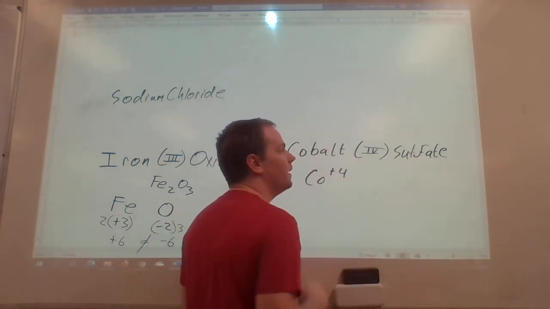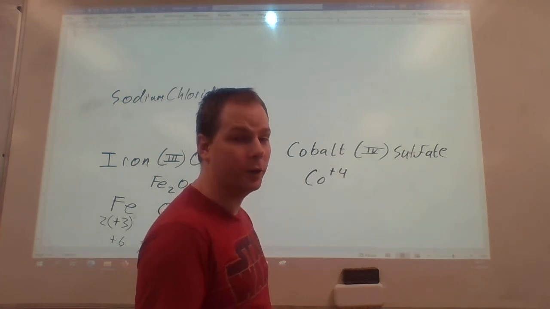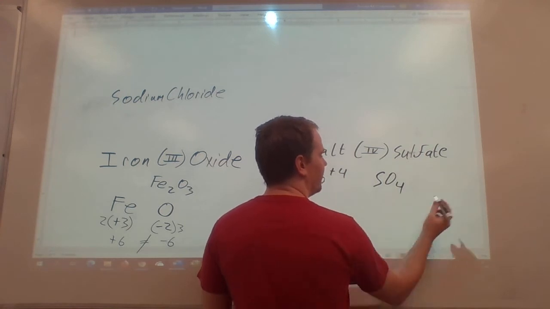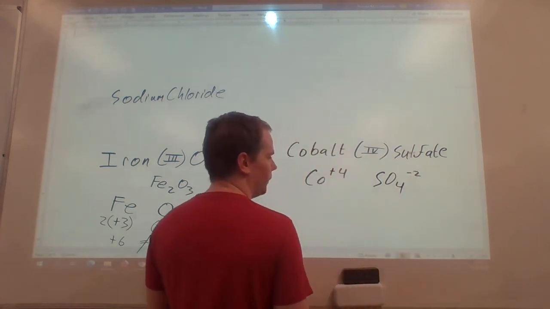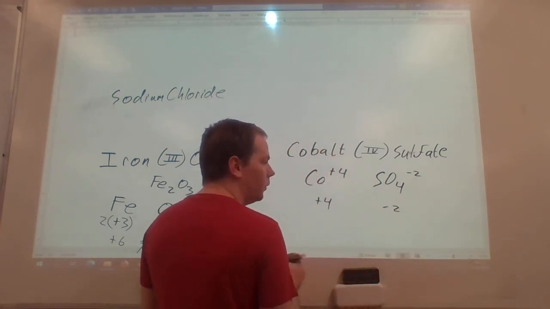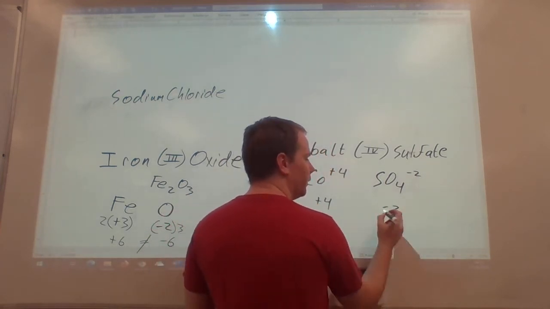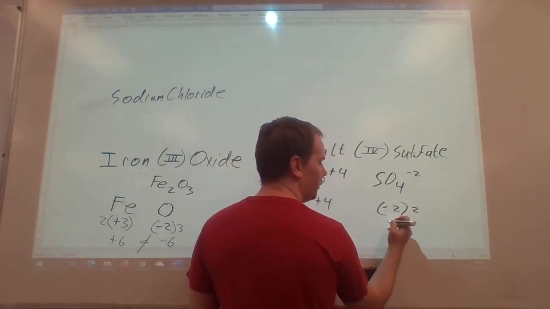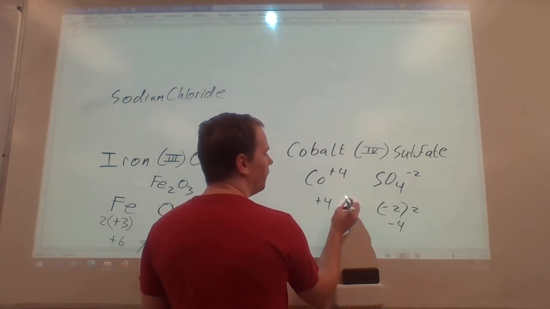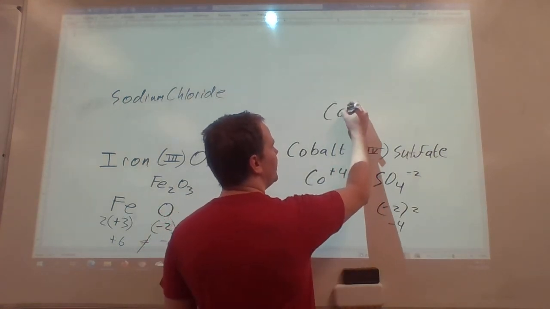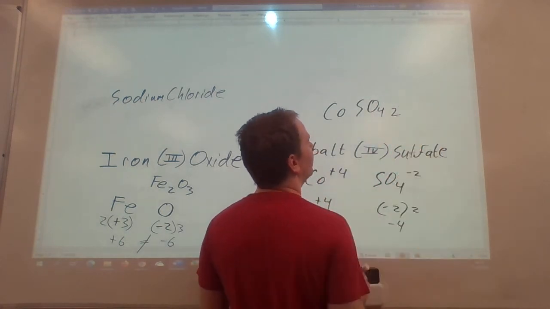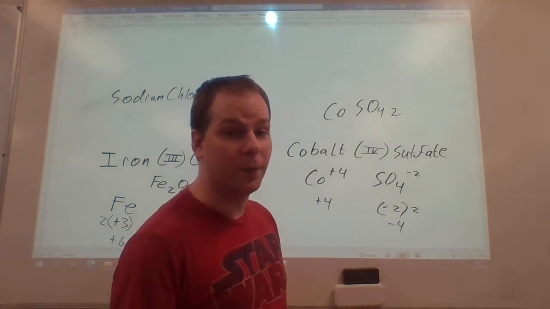Okay, sulfate is a polyatomic ion that we learned, and its formula is SO4, and it has a charge of -2. So we have +4 and -2. Well, we need to cancel out our charges, so we need 2 -2's to get a -4. So our formula for this one would be Co(SO4)2. Now this is where parentheses come in.